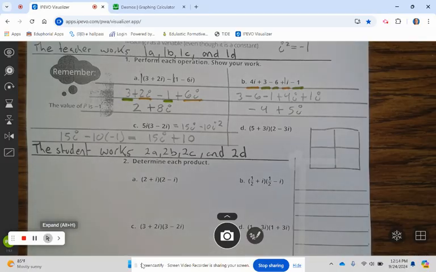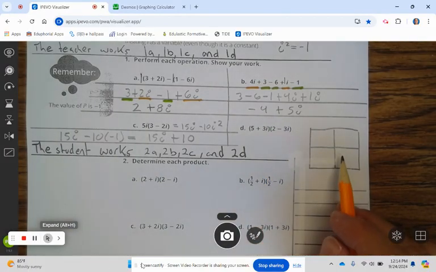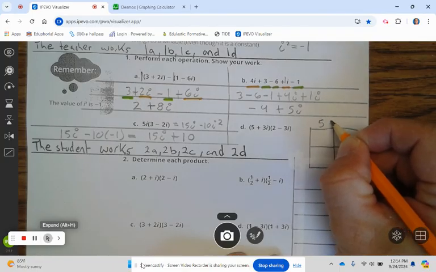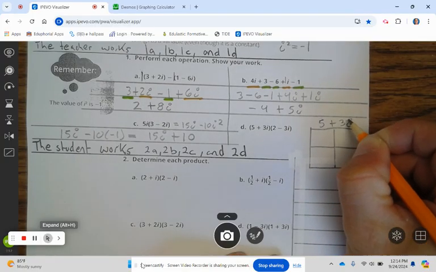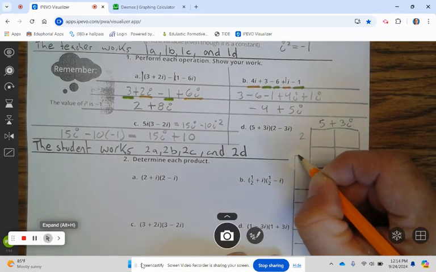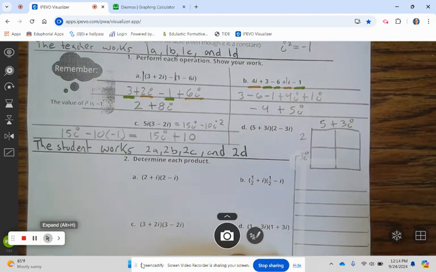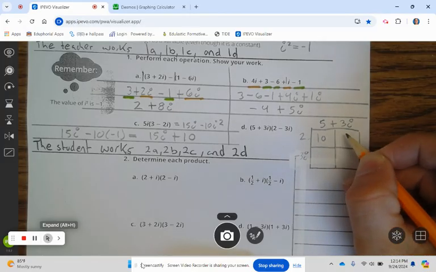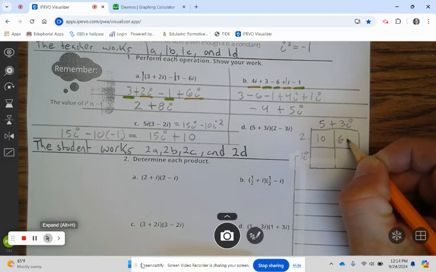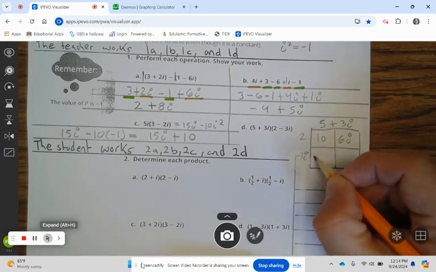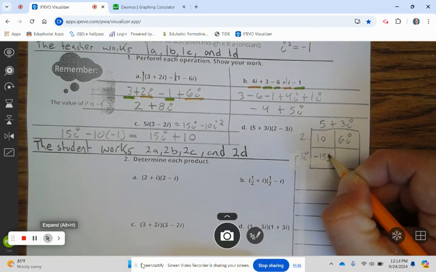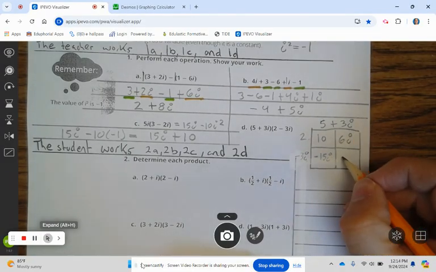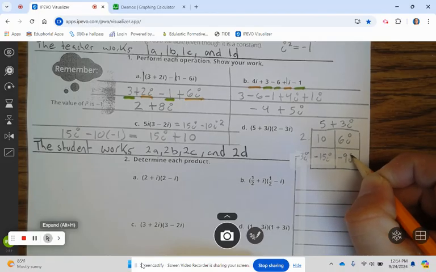Now 1d, when we multiply these, we're going to need to multiply using the box method. So 5 plus 3i and 2 minus 3i. Well, 2 times 5 is 10. 2 times 3i is 6i. Negative 3i times 5 is negative 15i. Negative 3i times 3i is negative 9i squared.